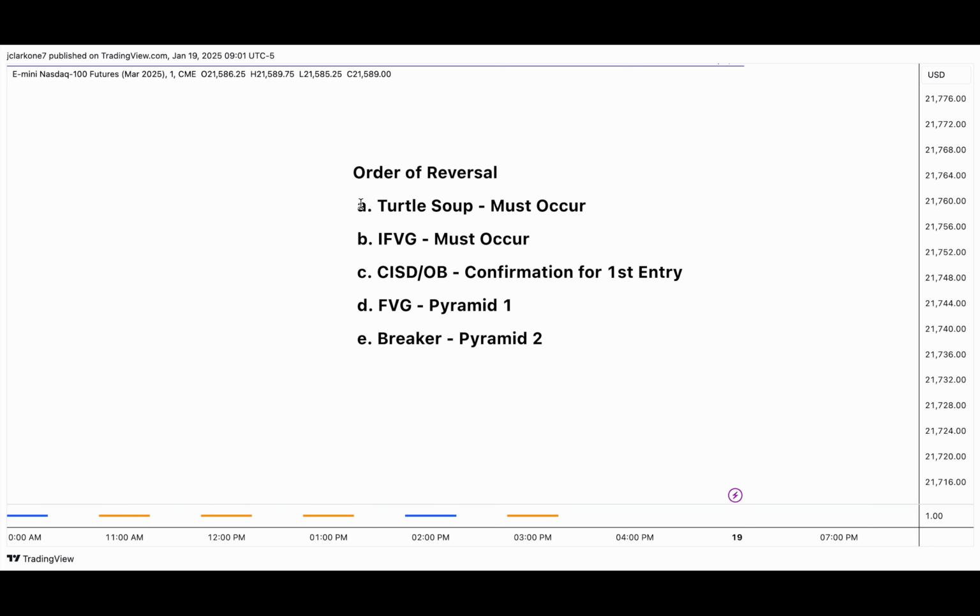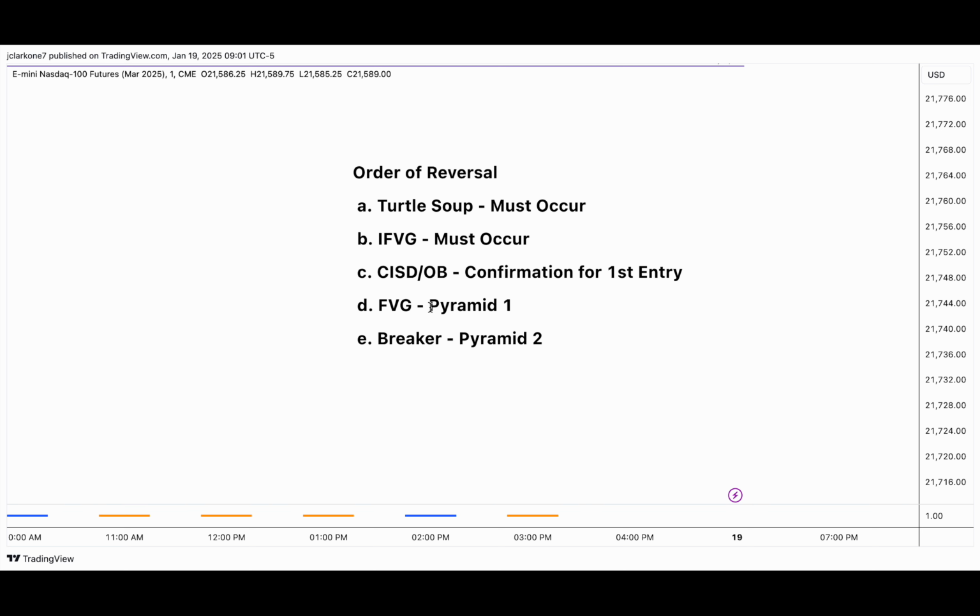So you have to have a turtle soup. That's the first thing. It can be a 90-minute cycle, a 30-minute cycle, or a few other things I'll show you. An IFVG has to occur. Then a change in the state of delivery, which forms an order block. When that occurs, that's the confirmation for my first entry. Then a fair value gap, either retracing back into it or a fair value gap that forms above the CISD. And then we have a breaker as well.